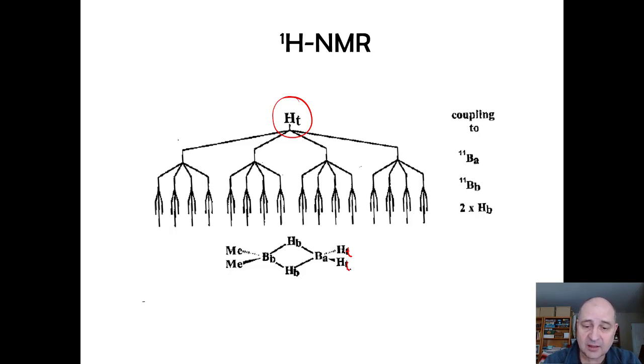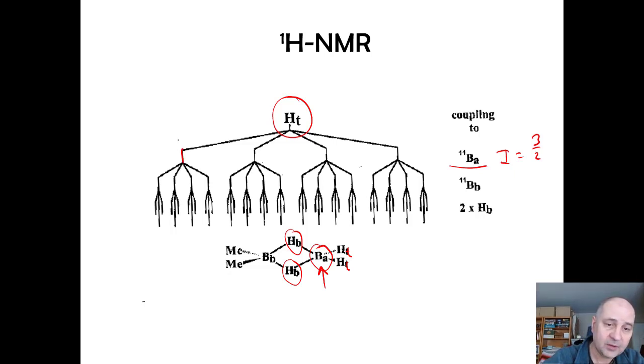So we're looking at the terminal hydrogen here, and it can be coupled to boron, but it can also be coupled by 2 bridging hydrogens. So the strongest coupling would be to that boron B_a here, right? So the first thing we see is that hydrogen gets split by one nucleus of spin I equal to 3/2. That would be the strongest splitting, and so it splits that into a quartet. So that's what this is.